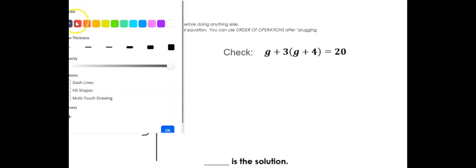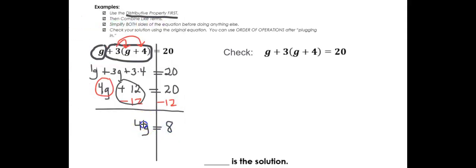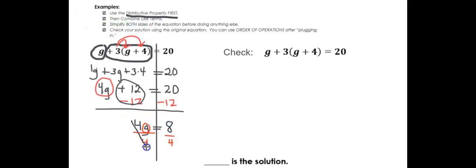Now I'm going to circle my variable, because that'll help me decide how to get rid of that coefficient. It's a 4, so I'm going to divide by 4 on both sides, keeping that balance. Okay, and then on the left side, it's going to isolate G because 4 divided by 4 is 1. And 1G is just G. And on this side, it gets me my solution. 8 divided by 4 is 2.